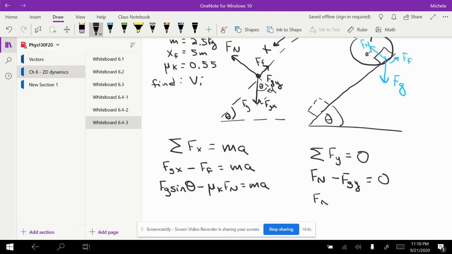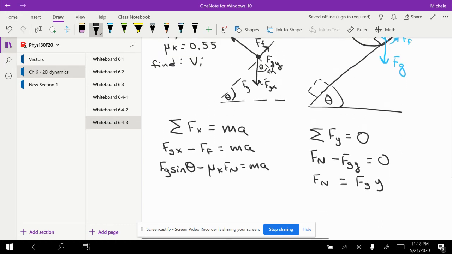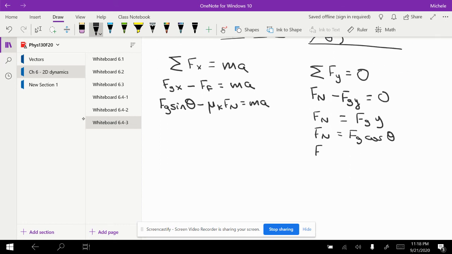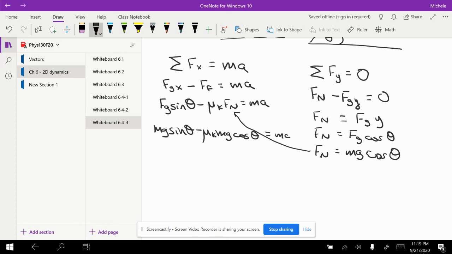So for the force of the normal, I add Fgy to both sides, so I get Fgy. Since it's down here, this side, Fgy, is adjacent to theta, so I'm going to use cosine. So the force of the normal is equal to Fg cosine theta, and so the force of the normal is equal to mg cosine theta. And that's what I'm going to plug in over here. So I'm going to have mg sine theta minus mu k mg cosine theta is equal to ma.